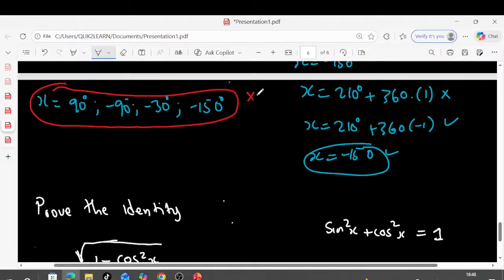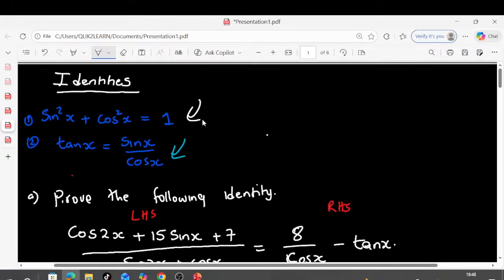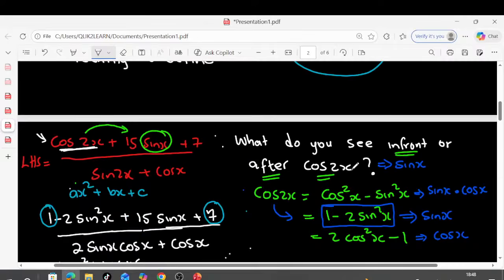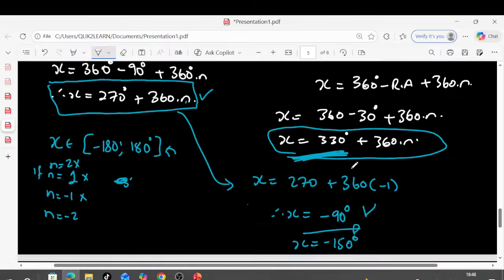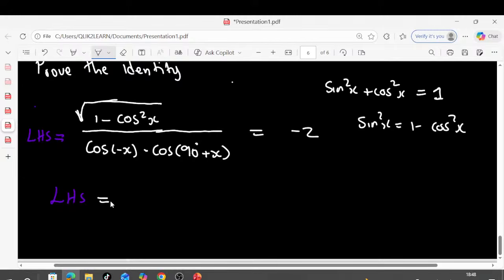That's why I gave you this identity when we started the session, because I know that we're going to use that identity. So now, on that identity, we know that sine squared x is equal to 1 minus cos squared x. So I can substitute what I have inside the bracket, the square root, to be sine squared x. I think everyone understands that part. That was easy. Then what do we have this side?